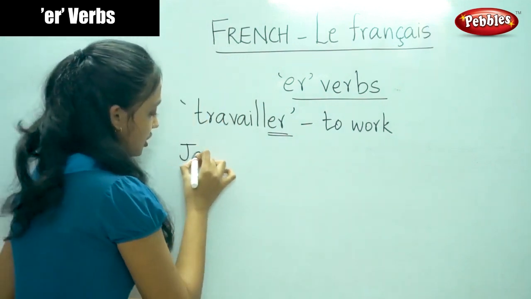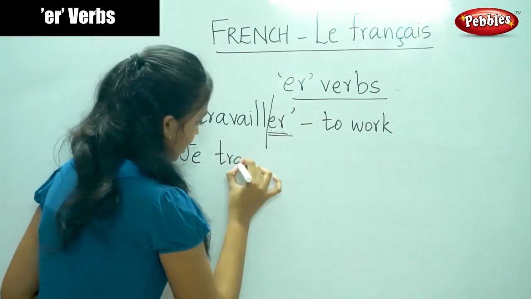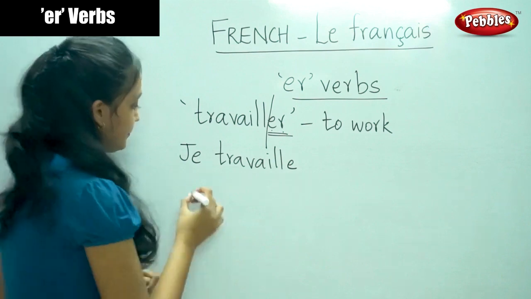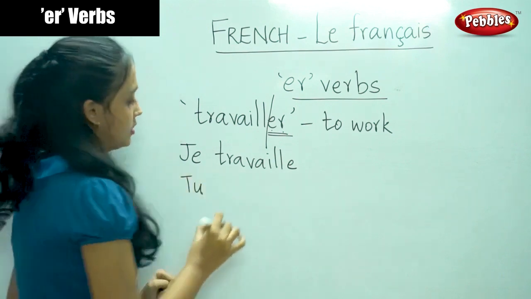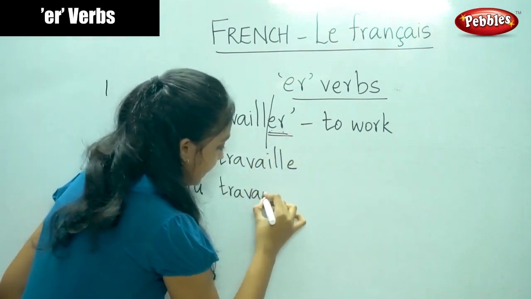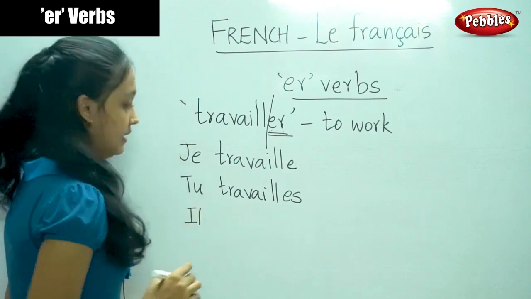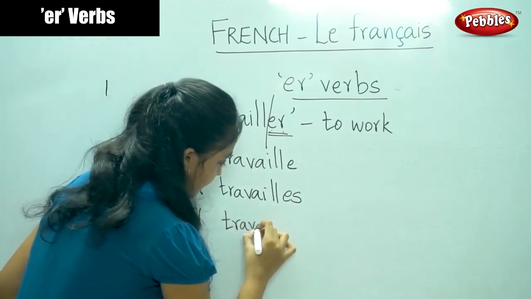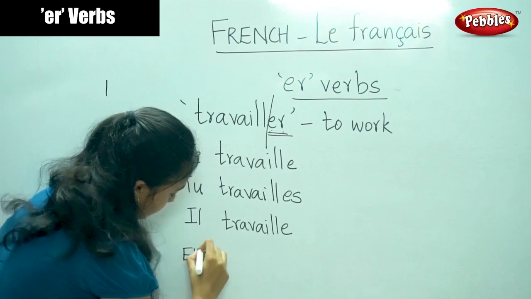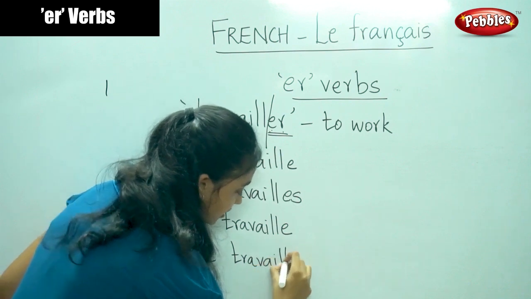So shall we fill it up? So what would we say for je? We would remove E and R and replace it with E. So je travaille. For tu, we would remove E and R and we would replace it with, yes, ES. For il, the ending is E. For elle, it ends with E.